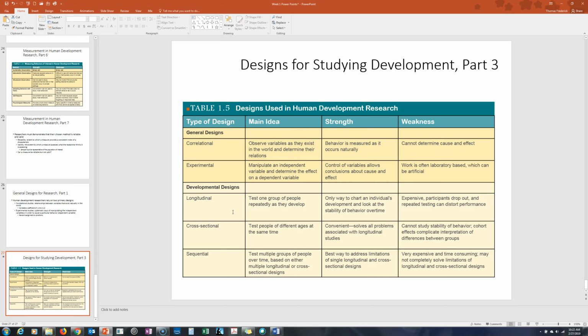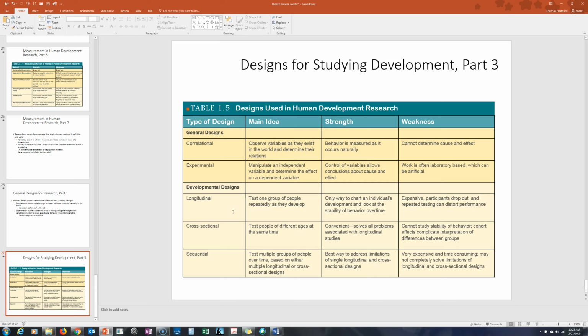Now, some of the downsides of this approach is it's expensive and people drop out. And so what we want to make sure is, when we're looking at longitudinal studies, that there isn't a systematic bias, or there aren't systematic differences between the people that remain in the study and those that drop out. If that is in fact the case, that could limit or invalidate the study.